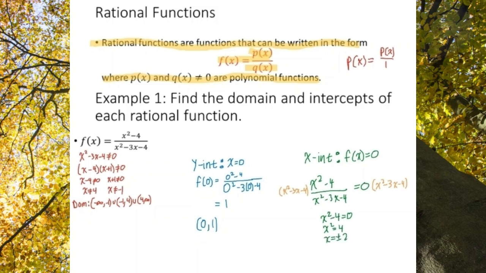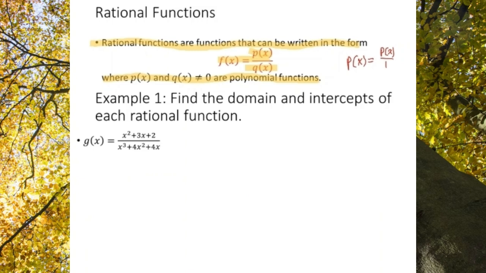One thing to be careful of when solving rational equations like this is we need to make sure our solutions are in the domain of our function. If we take a look at 2 and negative 2, notice that those values of x are within our domain, meaning if I plug in 2 or negative 2 in my function, it will be defined and it will give me 0. So both 2 and negative 2 do correspond to x-intercepts, and our two x-intercepts here are (2, 0) and (negative 2, 0). Next, we're going to take a look at g of x, which equals x squared plus 3x plus 2 all over x cubed plus 4x squared plus 4x.